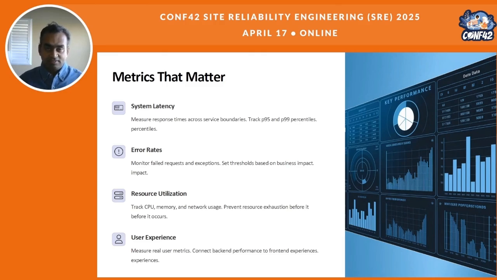User experiences are another set of metrics. They imply measuring interactions associated with actual user experiences. It helps us connect backend performance to front-end experiences. As you can see, these are some of the key metrics that we can possibly integrate and automate for staying on top of various issues that could occur in large-scale distributed systems.